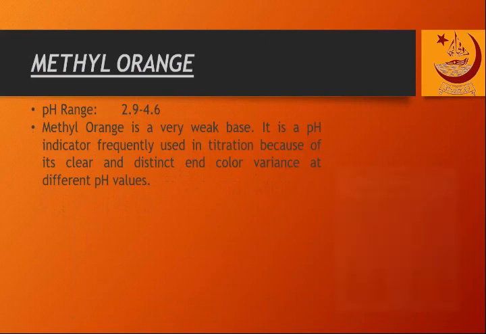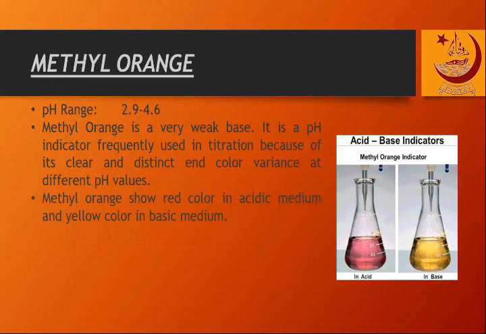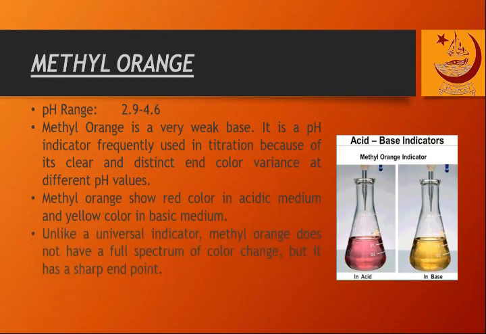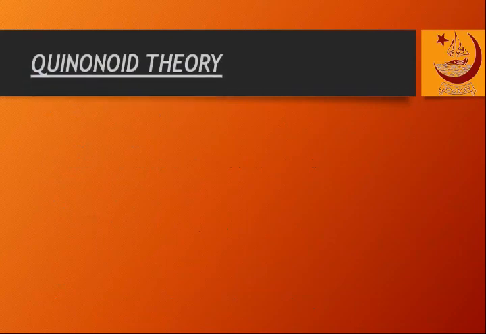It is a pH indicator frequently used in titration because of its clear and distinct color variance at different pH values. Methyl orange shows red color in acidic medium and yellow color in basic medium. Unlike a universal indicator, methyl orange does not have a full spectrum of color change, but it has a sharp endpoint. Use of methyl orange. It is used as an indicator in the titration of a strong acid versus a strong base and strong acid versus weak base. QUINONOID theory.